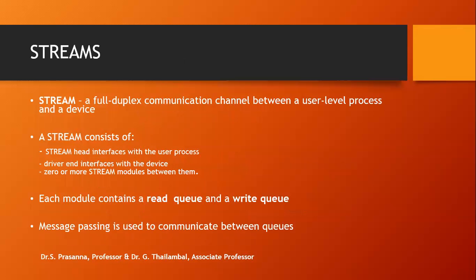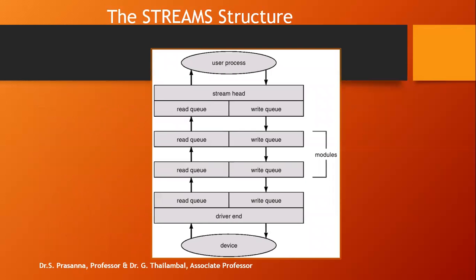What is a stream? A stream is a full duplex communication channel between a user level process and a device. A stream consists of a stream head that interfaces with the user process, a driver end that interfaces with the device, and zero or more stream modules between them. Each module contains a read queue and a write queue. Message passing is used to communicate between queues. In the stream structure, the user process has a stream head, which has both read queue and write queue.